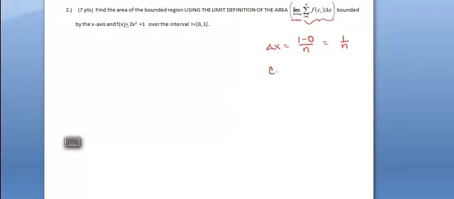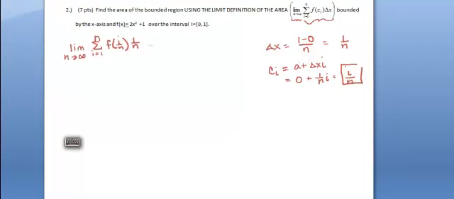C sub i in this case, those x values that are going to help us find the heights of these rectangles, it's going to be our a plus delta x times i. So I'll do that right this time. It's going to be 0 plus 1 over n times i. So it's going to be i over n. So I'm going to plug this into this limit formula. We're going to have the limit as n approaches infinity.